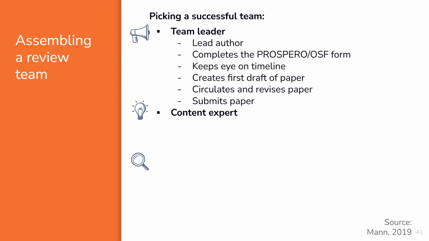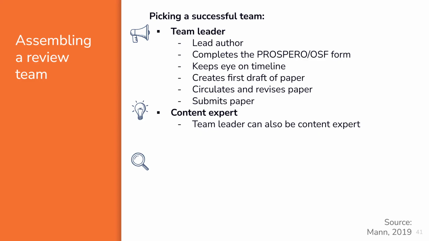So the team leader can also be the content expert, but all systematic and scoping reviews need to have a minimum of 2 authors for publication. This is extremely important as a way to minimize risk of bias. No credible, scholarly, and academic journal will accept a systematic or scoping review with only one single author.